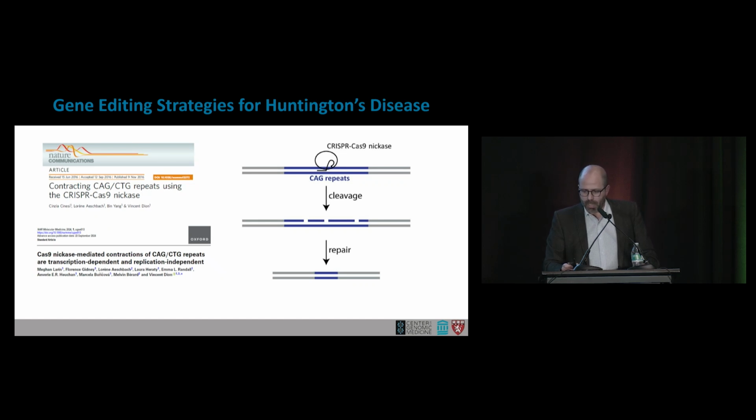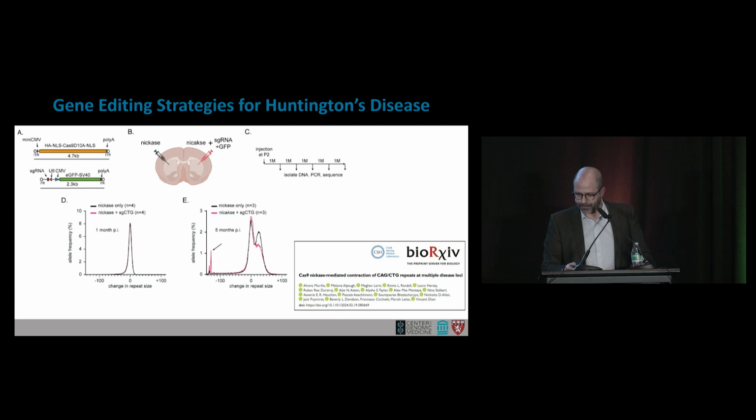Another study, led by Vincent Dion in Cardiff, leverages a nickase targeting the CAG repeat. What is shown is that by tiling, also using a CAG targeting guide and an enzyme that doesn't cause double strand breaks, it only cuts multiple times on a single strand, and this results in contractions.